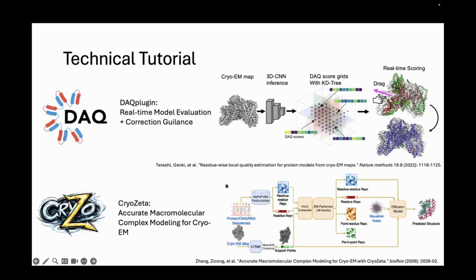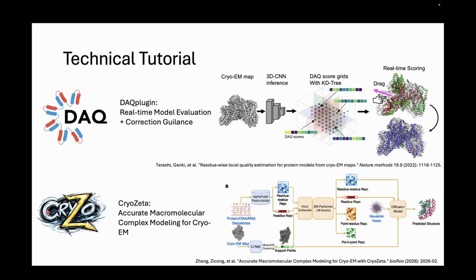In my part, I will explain how to use our tools, the DAQ plugin and CryoZeta. The DAQ plugin is a real-time model evaluation method, and it also provides correction guidance. From the density map, using a deep learning method, it makes a pre-computed DAQ score grid. Then the user can modify the structures, and based on the structure, the DAQ plugin shows the accuracy of the modeling.